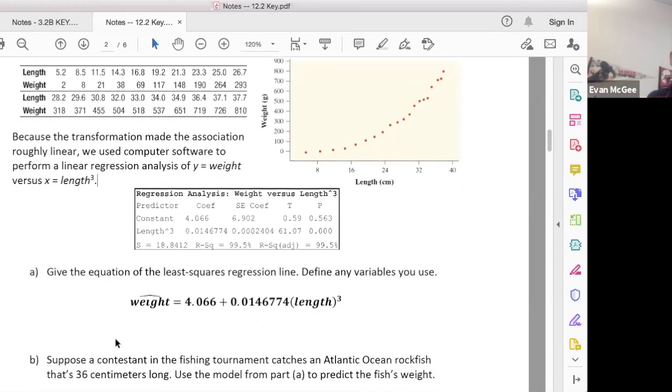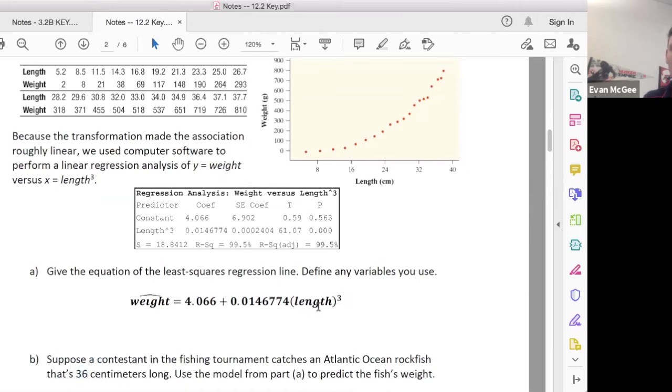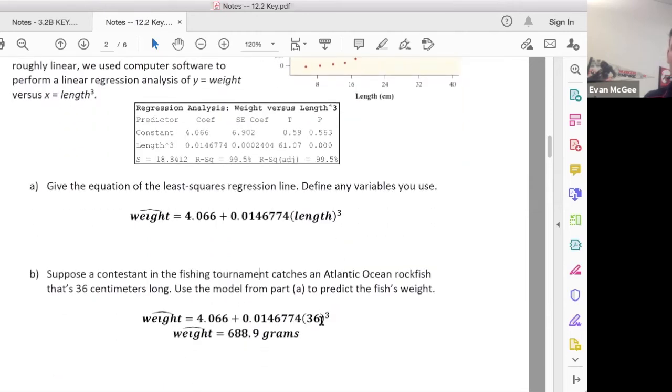Next, suppose a contestant in the fishing tournament catches a rockfish that's 36 centimeters long. Use the model to predict the fish's weight. So now they're telling us that the length is 36, so x is 36. We're going to plug 36 in for the length and get the predicted weight. So plug 36 in, cube it, do all the math, and you get 688.9 grams. So this is just like what we've done before. The only difference is now we're using transformed data to make these predictions and to write out the equations.